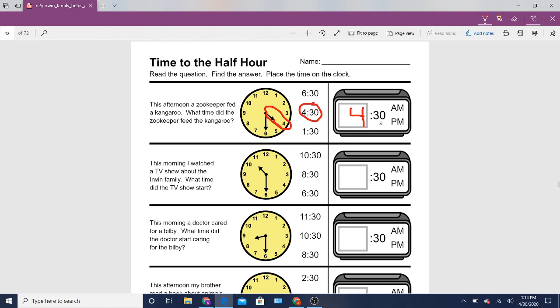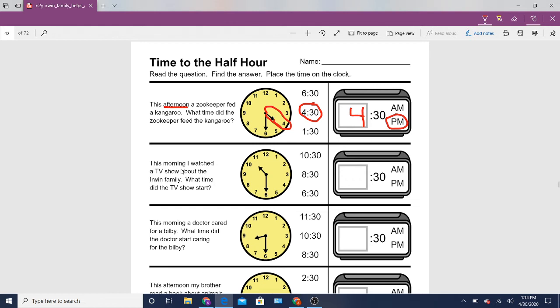Now on this worksheet, we have to circle AM or PM, and we were just talking about that on the last one. When it says afternoon, that means PM. So we got to circle PM. Okay, let's go to the next one.